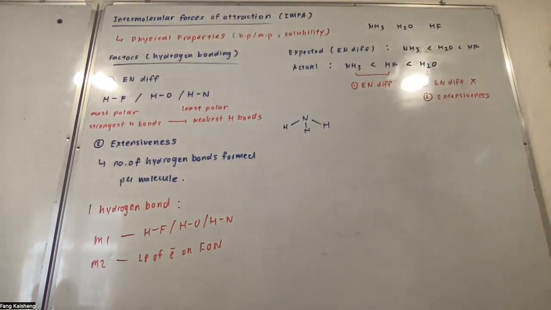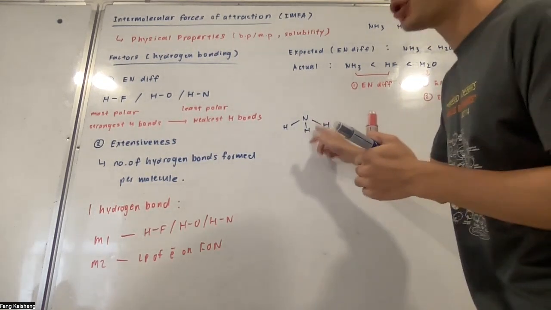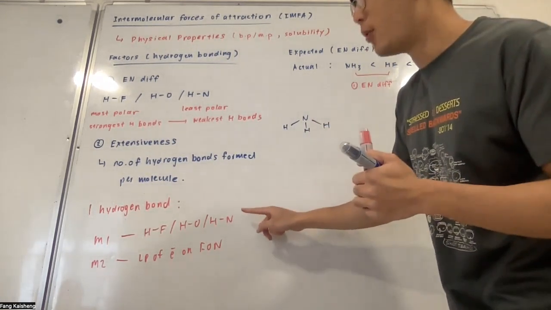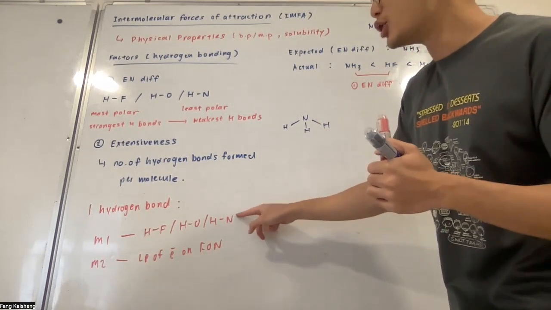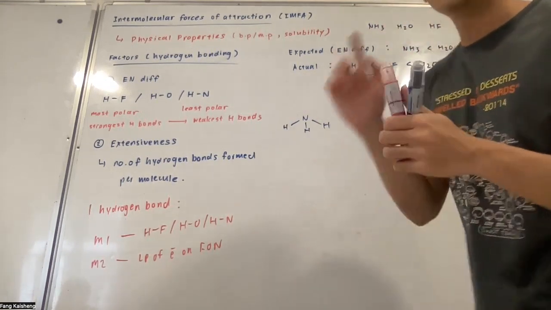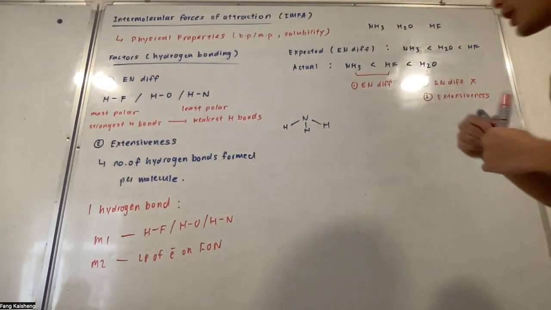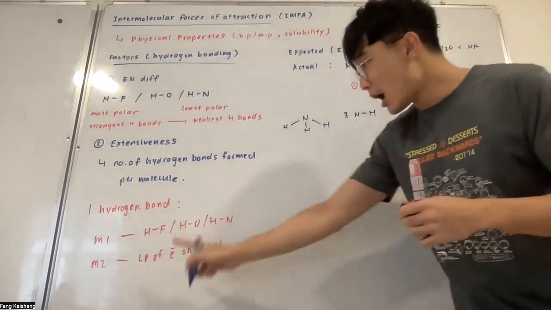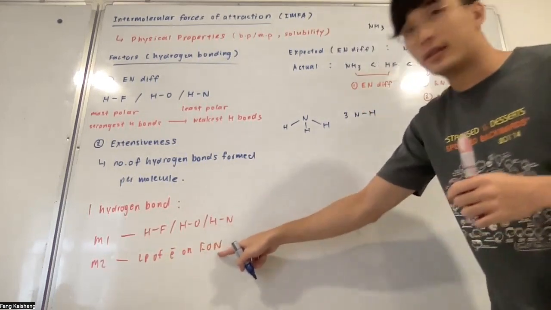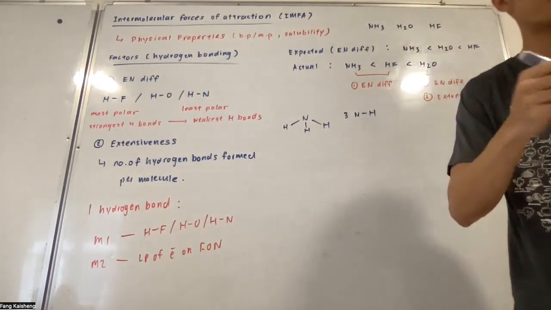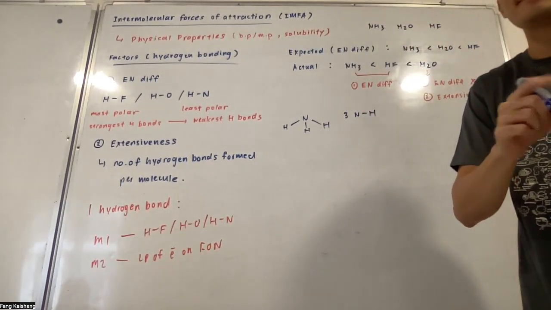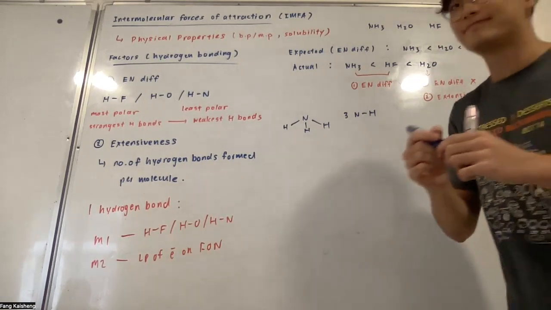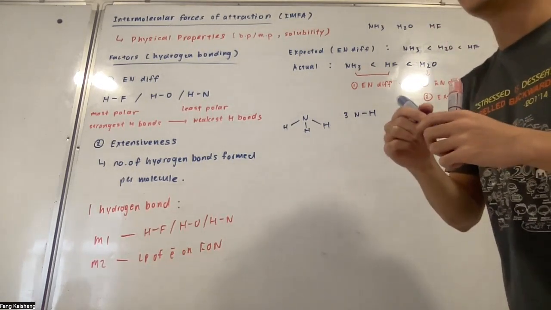Now the idea is this, guys. You must have one of each criteria. So come, let's list down for NH3, how many of criteria 1 are there? How many NH bonds are there? There are 3 NH bonds, right? So there are 3 NH bonds. That's for the first criteria. How many lone pairs are there on N in NH3? How many? 2 pairs? No, just 1.